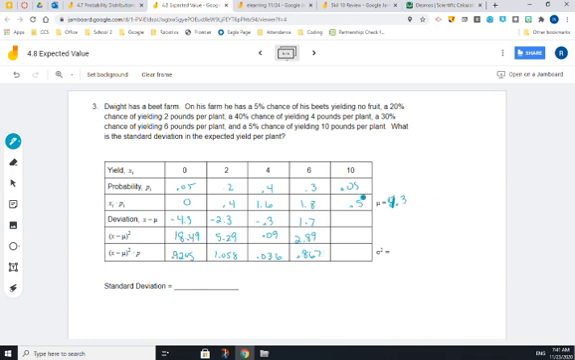And finally, for the last one, you would take 10 minus 4.3, which is 5.7. You would square that, which is 32.49. And you would multiply it by 0.05, and you'd get 1.6245.